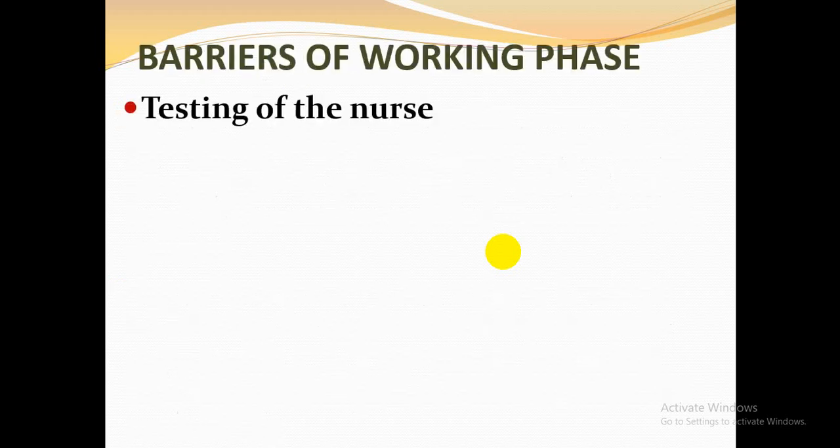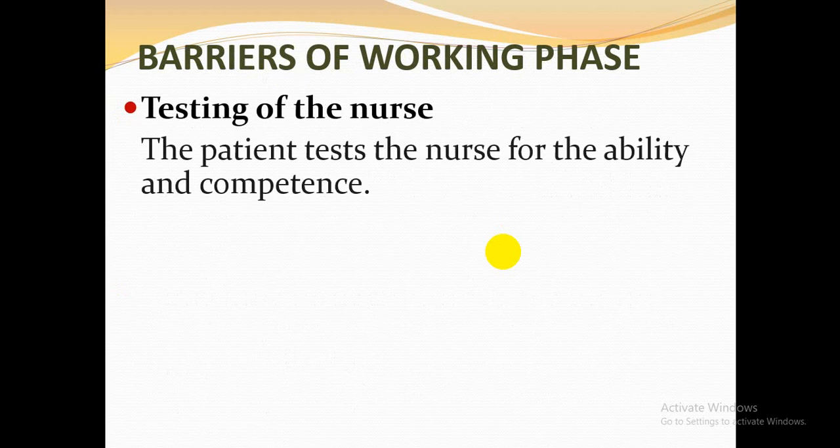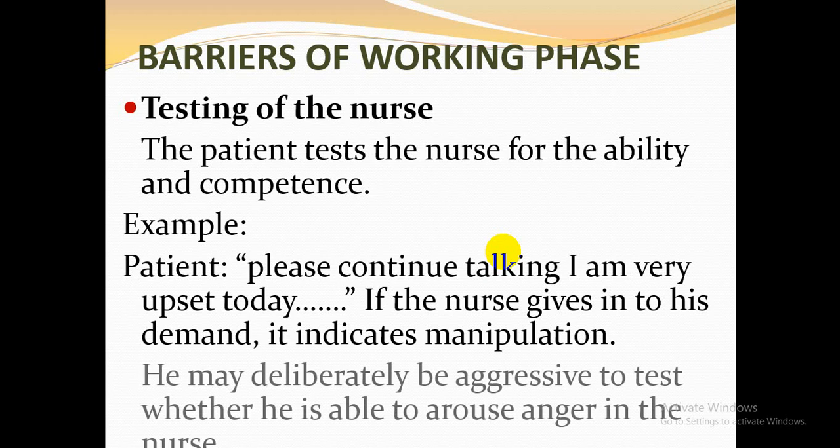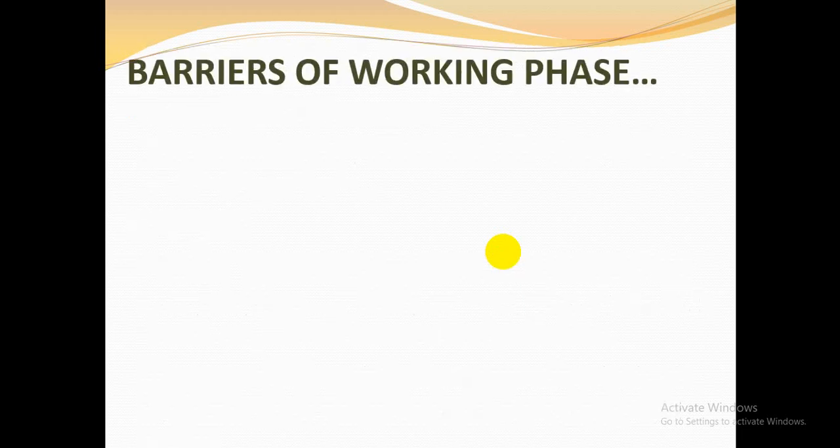Barriers of working phase. Testing of nurse. The patient tests the nurse for ability and competence. Example: patient says, "Please continue talking. I am very upset today." If the nurse gives in to his demand, it indicates manipulation. He may deliberately be aggressive to test whether he is able to arouse anger in the nurse.